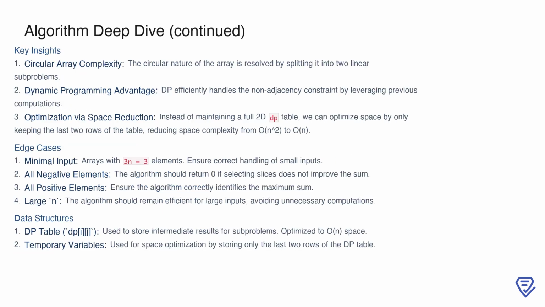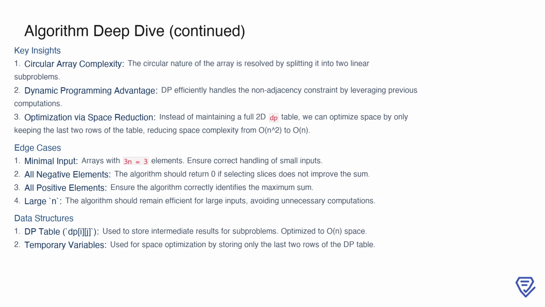The key insight in solving this problem is breaking the circular constraint by splitting the array into two linear subproblems. This transformation allows us to leverage dynamic programming to efficiently handle the non-adjacency constraint. Another important optimization involves reducing the space complexity of the DP table. Instead of maintaining a full 2D table, we can store only the last two rows of the table, as the state transitions depend only on these rows. This reduces the space complexity from O(n squared) to O(n).